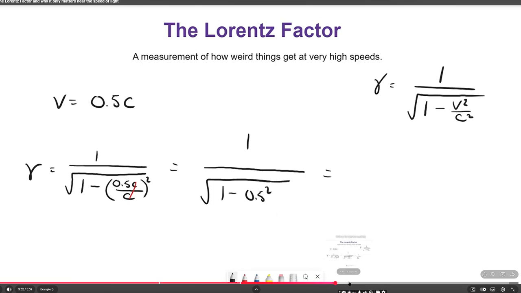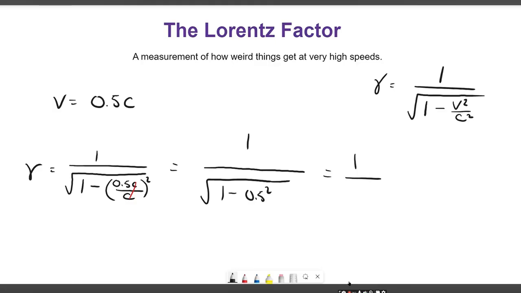So this is going to leave us with 1 over the square root of 1 minus 0.5 squared, which essentially is going to give us 1 over the square root of 0.75, and that's 1.15. So even at half the speed of light, we're only changing by a factor of 1.15. So that means our energy is going to be 1.15 times what it normally would be at lower speeds. And same thing with momentum, 1.15 times classical.